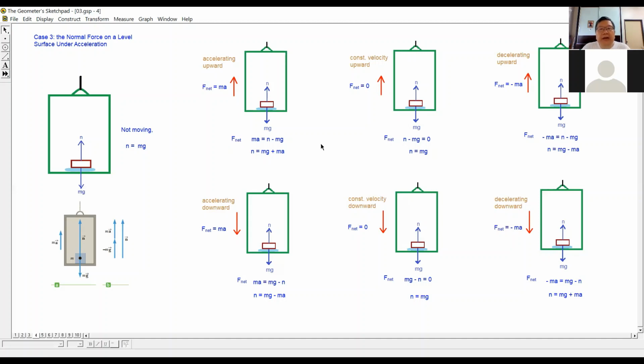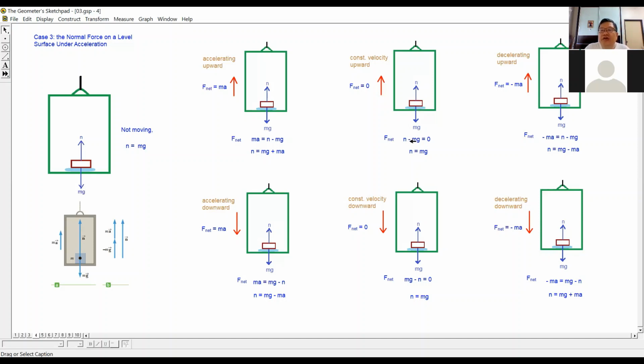Okay, now the second case, if you are moving up with constant velocity. We have learned from Newton's first law that if an object is moving with a constant velocity, it means that the net force is zero. That means all the forces balance one another. So the net force is zero. Now, what are the two forces acting on it? They are the normal reaction and the mg.